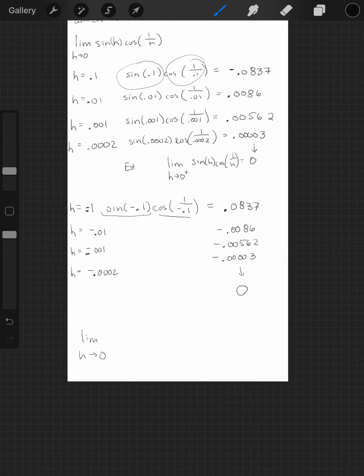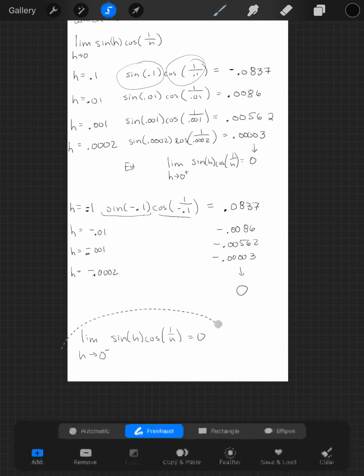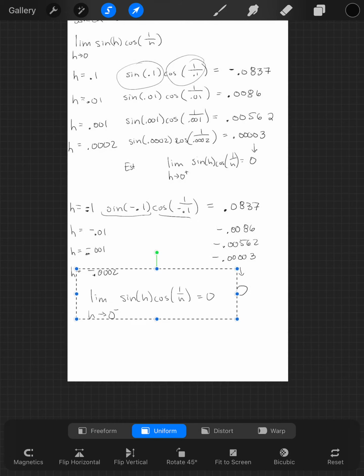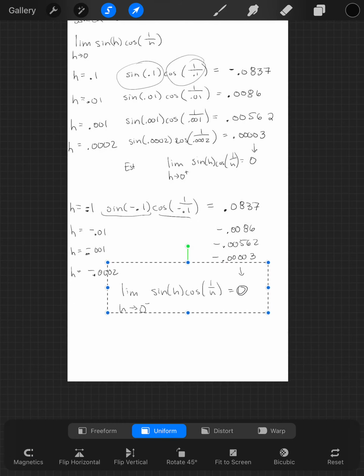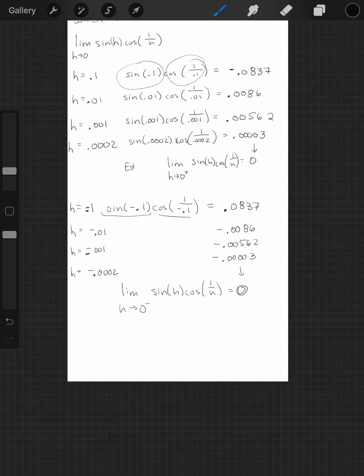Right, so that means the limit as h goes to 0 from the left of sine h cosine 1 over h equals 0. So there we go. Putting these together, that means the limit as h goes to 0 of sine of h cosine of 1 over h is equal to 0. Right? Because all that needs is for the one-sided limits to both be the same.